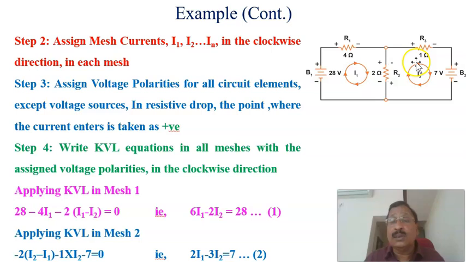Then the drop here is minus 1 ohm resistance into I2, so minus 1 into I2. And here, the drop is minus 7, equal to 0. Or it is equal to 2I1 minus 3I2 equal to 7. That is the second mesh equation. Therefore, we can solve these two KVL equations and get the unknowns I1 and I2.